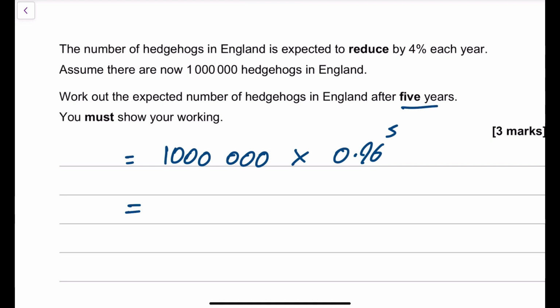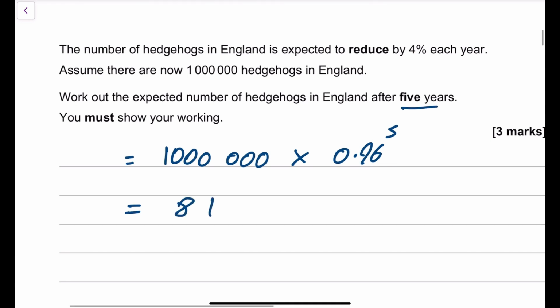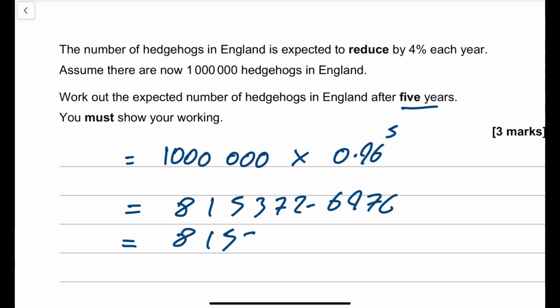Okay, that is crazy, that's 3 marks for that. So 1 million, so 1 with 6 zeros, and then times 0.96 to the power of 5. Okay, so that gives 81537.6976. So we'll go for 81,538 hedgehogs, and I've rounded clearly to the nearest whole number.